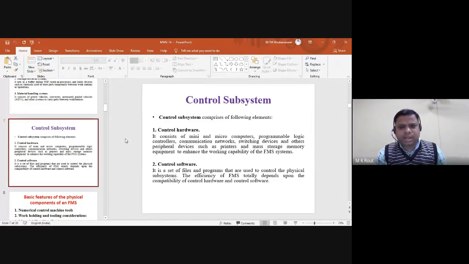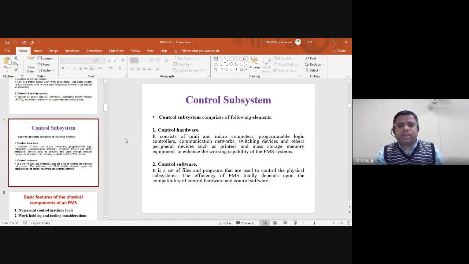I'll show some cases regarding this topic: how they control different workstations and different storage retrieval systems, along with how they perform different tasks through material handling devices or systems. The efficiency of the flexible manufacturing system totally depends upon the compatibility of the control software and the control hardware, that is, the mini and microcomputers, the programmable logic controller, then communication switching devices, and other peripheral devices like printers, and also memory.